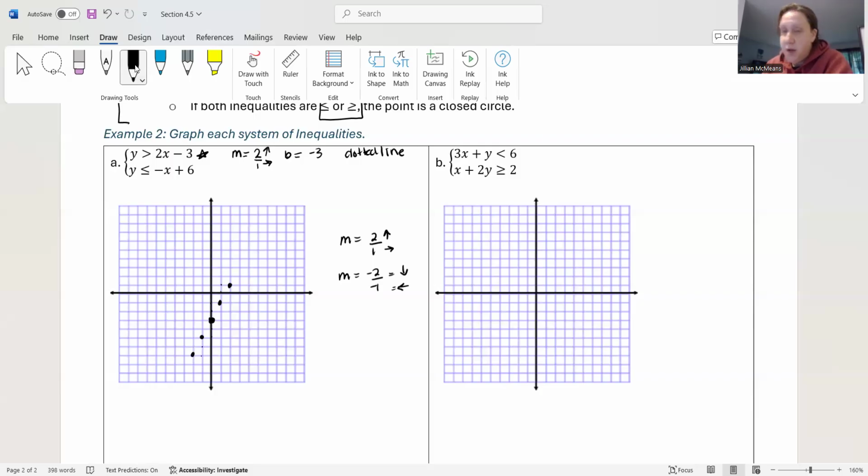Okay, so you want to plot 2 or 3 points, and then remember we're connecting with a dotted line. That means the ordered pairs on the actual line are not part of the solution. Okay? Now let's test a point.